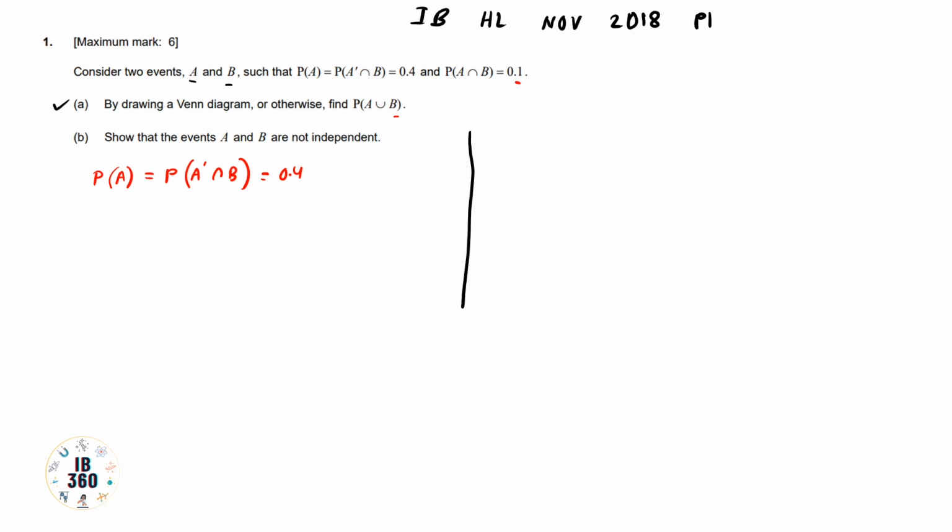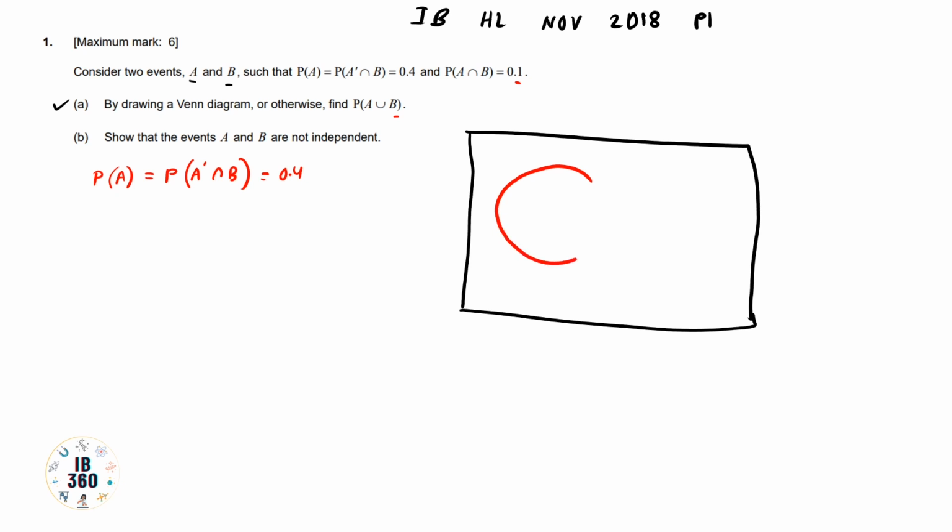This is one set box and we are drawing the two sets. This is set A, and one more thing you can see, we have P of A intersection B. So obviously the B set will intersect the A set. This is all the obvious thing. Now P of A intersection B is 0.1, so this value is 0.1. So this is fixed.